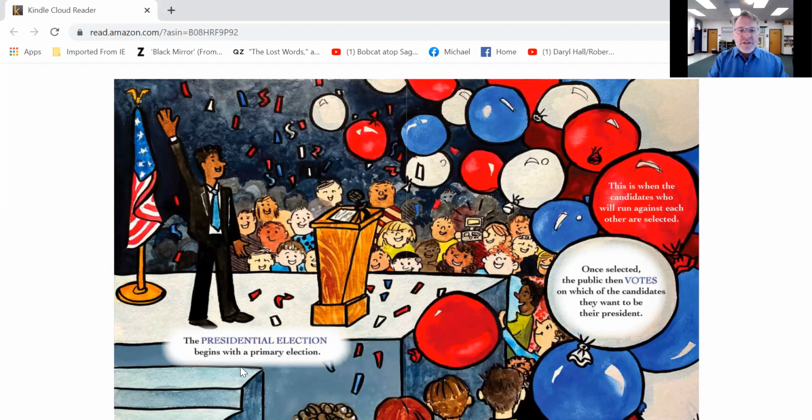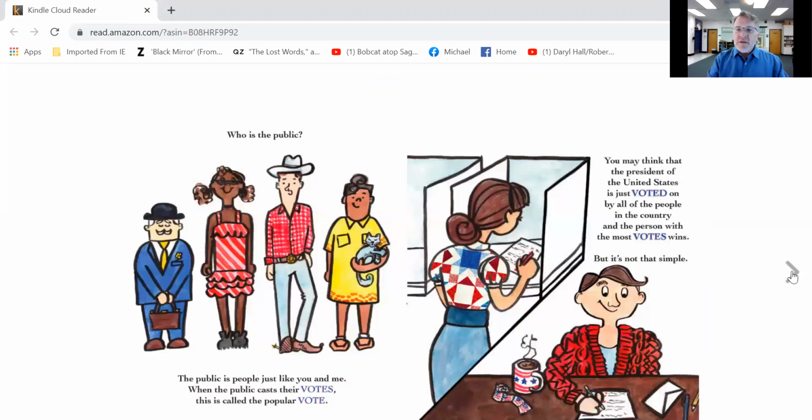The presidential election begins with a primary election. This is when the candidates who will run against each other are selected. Once selected, the public then votes on which of the candidates they want to be their president. So the two big parties, the Republican Party and the Democratic Party, have primaries. And then through primaries, going state to state to state, they collect enough votes or representatives to nominate them for Republican candidate or Democrat candidate. And there's other parties too, but those are the two major candidates.